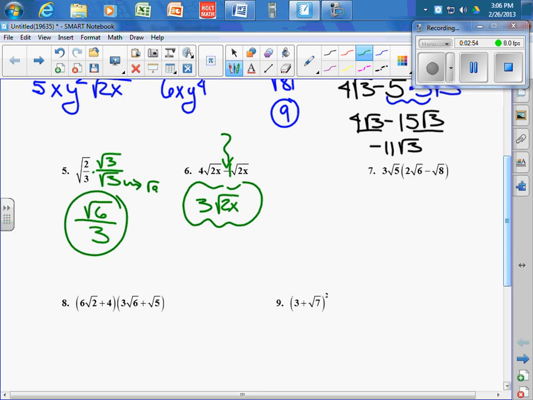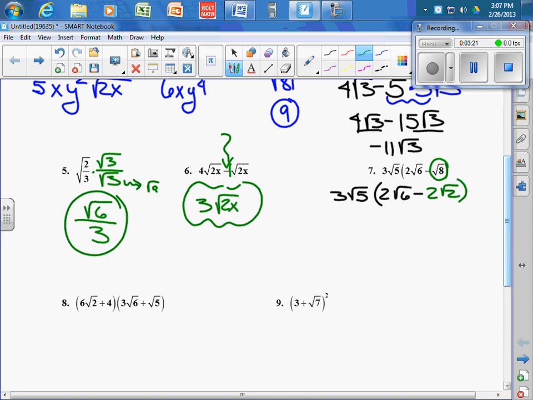In number 7, you might be thinking that we're going to be using the distributive property, and we probably are. But I see a radical 5, I see a radical 6, and I see this radical 8. It can be simplified. So before I do any distributive property, I'm going to be taking 3 radical 5 times the quantity, 2 radical 6 minus, what's radical 8? 2 radical 2.